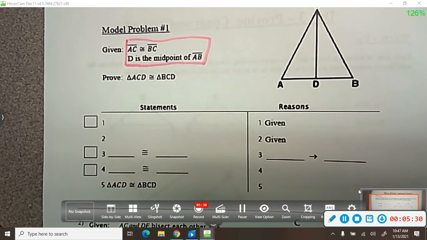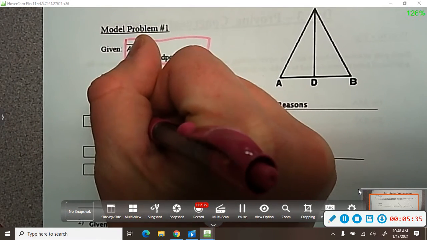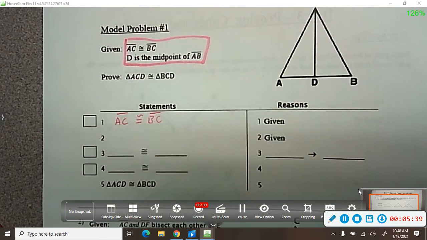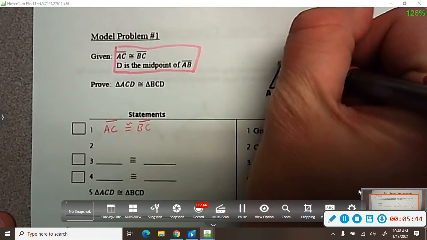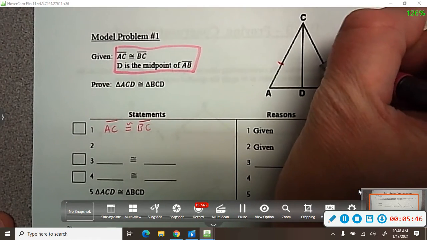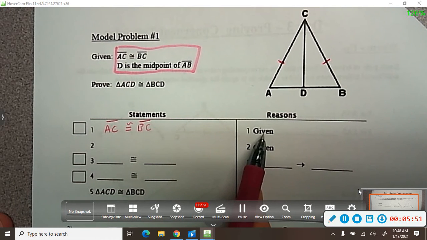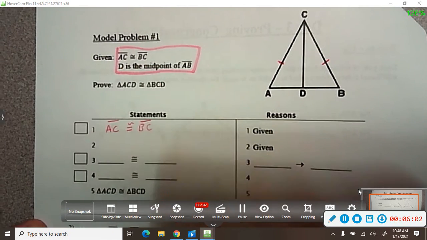The first thing they tell me is that AC is congruent to BC. Now I would go ahead and make that marking that AC is congruent to BC. How do I know that? They gave me that information. It's a given. They then say that D is the midpoint of AB.